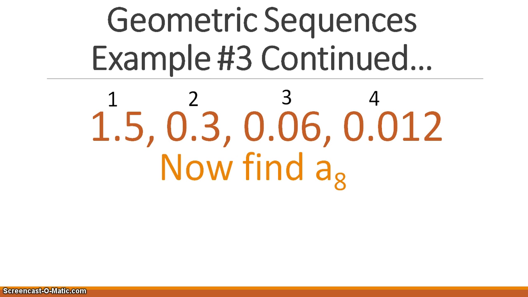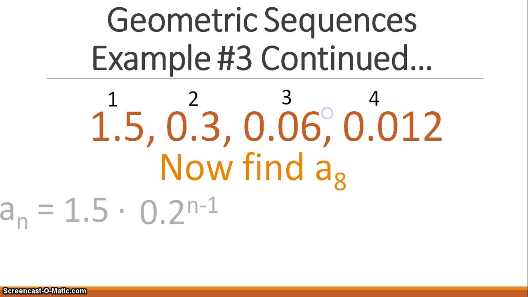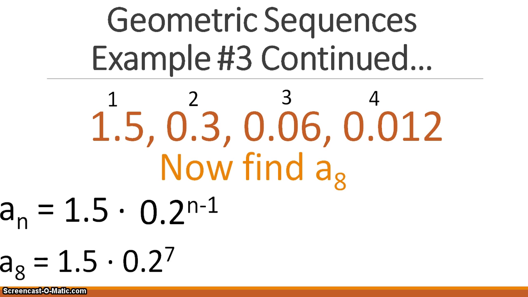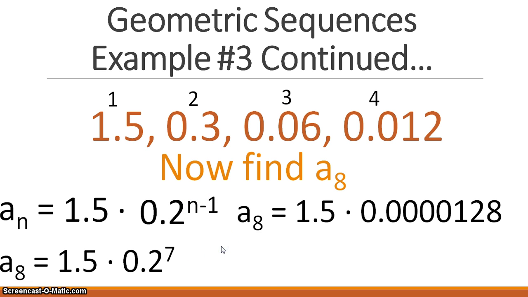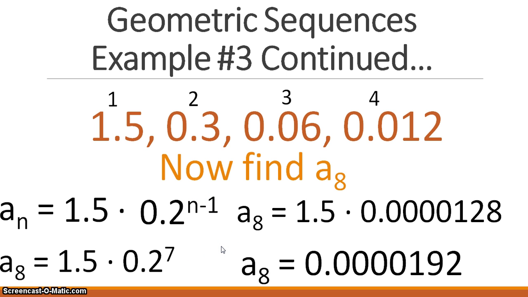Okay, now I'm going to find a sub 8. Again, I could go through and I could multiply by 0.2 and find the 8th term, but it's a lot easier if we just substitute in 8 for my n, and I did that, and I have 1.5 times 0.2 to the 7, because 8 minus 1 is 7. Do the math, and I wind up with a sub 8 is 0.0000192.